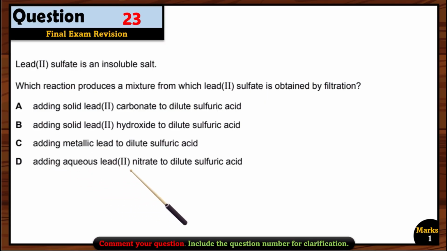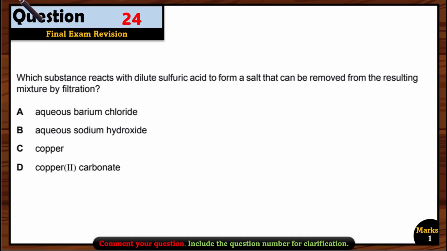Adding aqueous lead nitrate to dilute sulfuric acid. Yes, this method is the right option. Why? Because both are soluble, so we can use the filtration method for this one. So option D is correct. Okay, let's see question 24. Which substance reacts with dilute sulfuric acid to form a salt that can be removed from the resulting mixture by filtration? Okay, so now we have to use two reactants that both are soluble and our product should be insoluble.